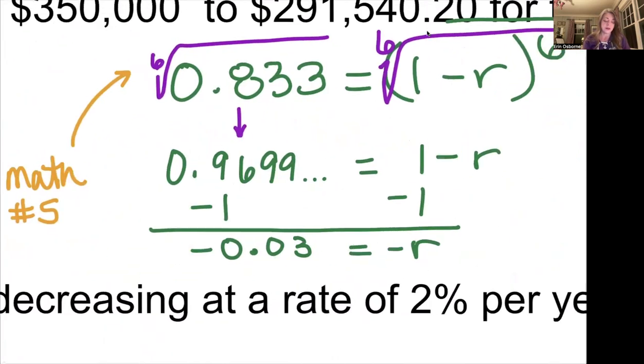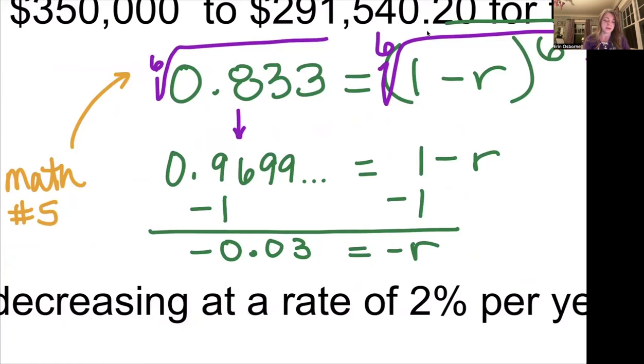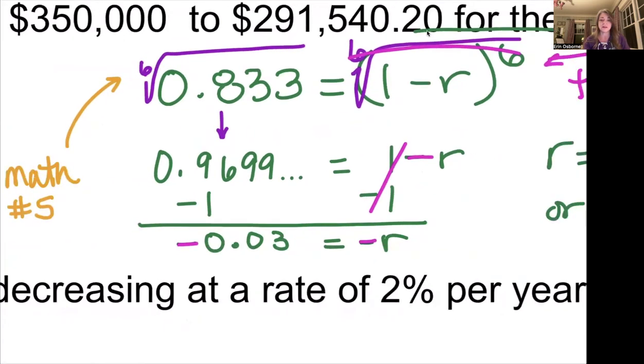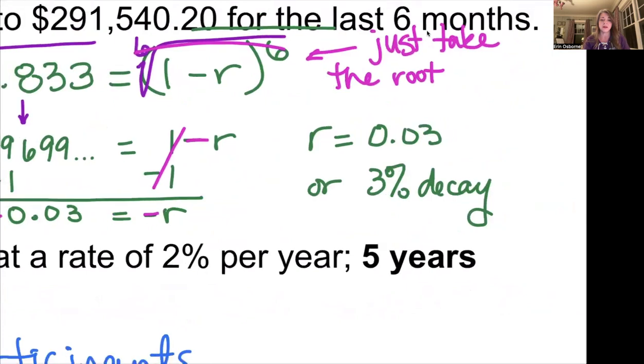So then you can have your 6 power and your 6th root cancel out. You're left with 1 minus r on the right. We do need to subtract 1 so that these cancel. And even though you get a negative rate over here, r is still negative here. You can divide out that negative or just know that that is the same thing as r being positive 0.03 or a 3% decay.